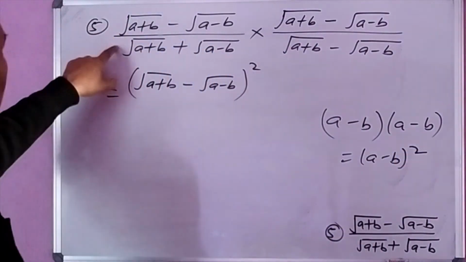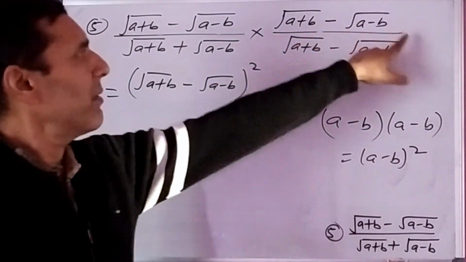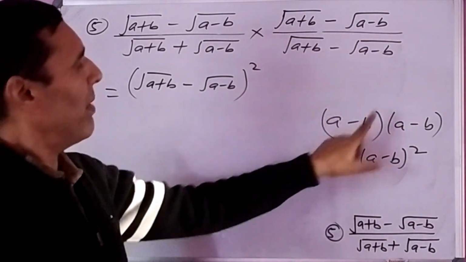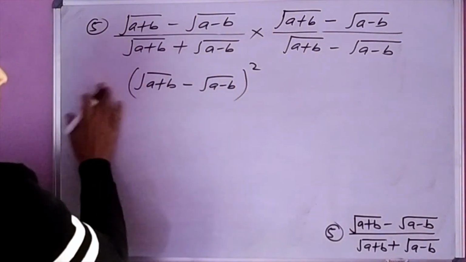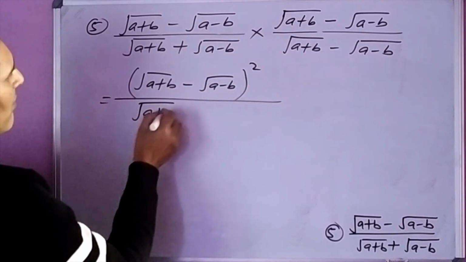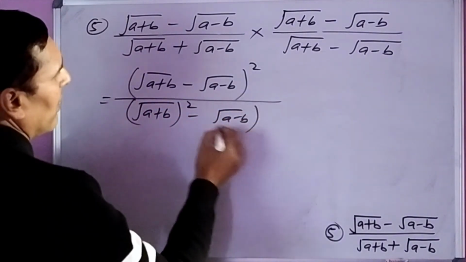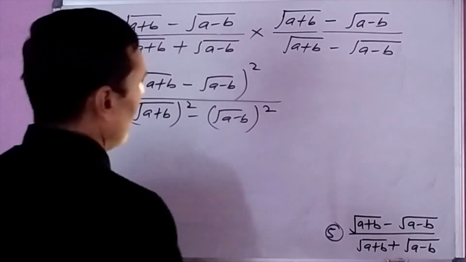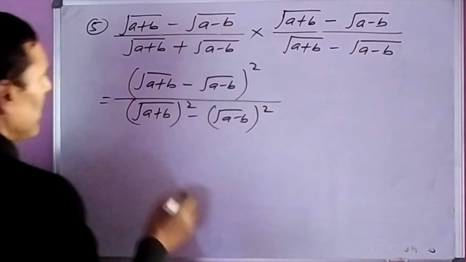Under root a plus b minus under root a minus b. Under root a plus b minus under root a minus b. A plus b, a minus b, a minus b. Just like this. And denominator we have a plus b, a minus b. So it is a square minus b square. Under root a plus b whole square minus under root a minus b whole square. We expand by the formula of a minus b whole square in numerator.